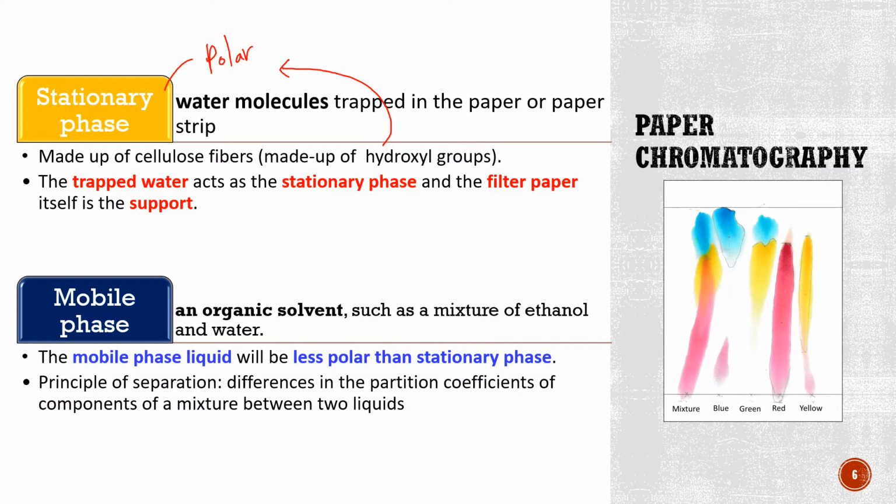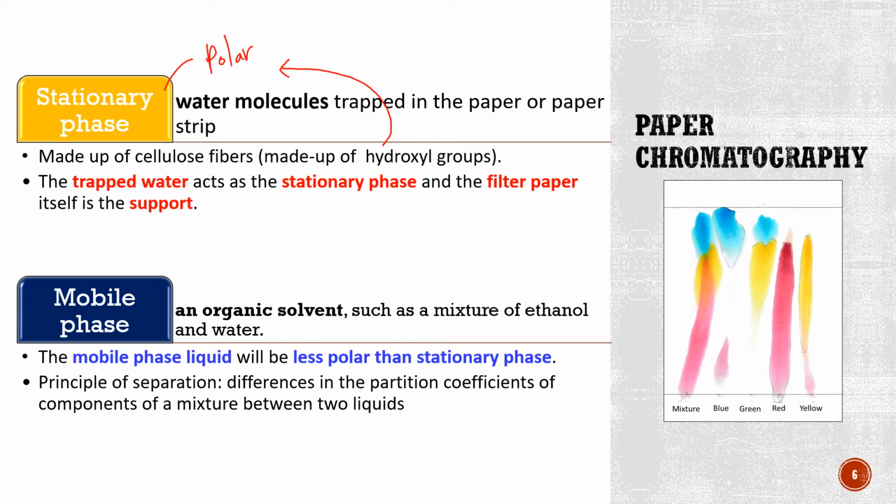The stationary phase, as I said, is a water molecule. When you deal with a water molecule, it means you are dealing with a polar component, which is trapped or coated or supported in the paper strip. Normally the paper strip is made of cellulose fiber, so it contains a very high number of hydroxyl groups. The trapped water, H2O, also contains OH, so it acts as the stationary phase, and the filter paper itself is the support. The mobile phase is an organic solvent such as a mixture of ethanol and water.